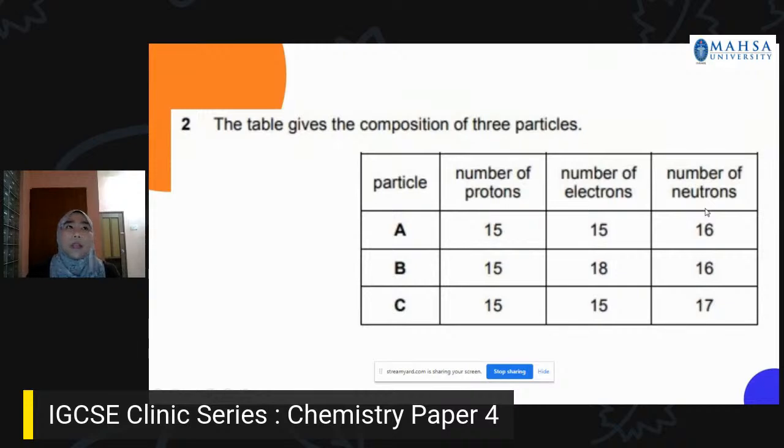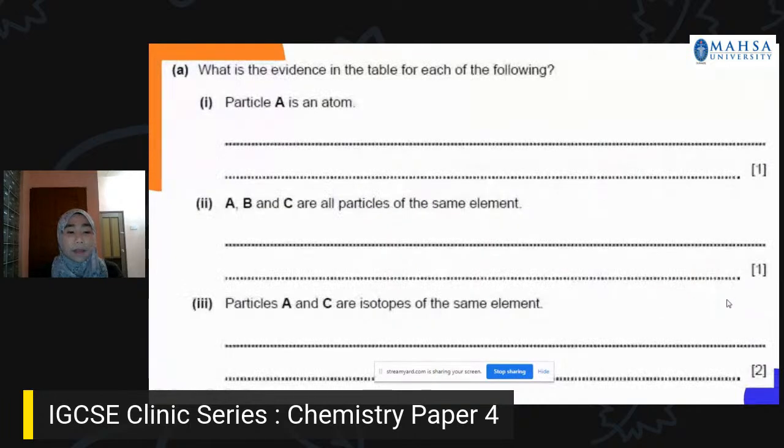For example, hydrogen-1 and hydrogen-2, H11 and H21. So 1 is the number of proton. Proton is the same, 1 and 1, but the number of neutron is different. Other terms they can use is the number of nucleon. Go back to the definition. Isotopes have the same number of proton but different number of neutron. So A and B cannot be. It will be A and C because same number of proton, different number of neutron. So A and C is the answer.